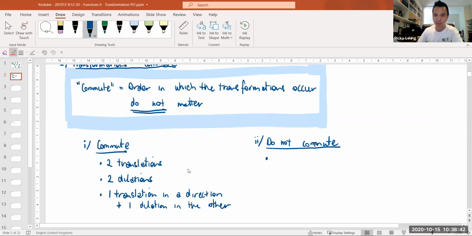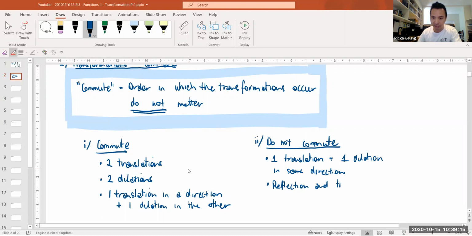So the opposite to this one, when you have one translation plus one dilation in the same direction, and any reflection and translations, do not commute. So they're the cases we're going to explore.